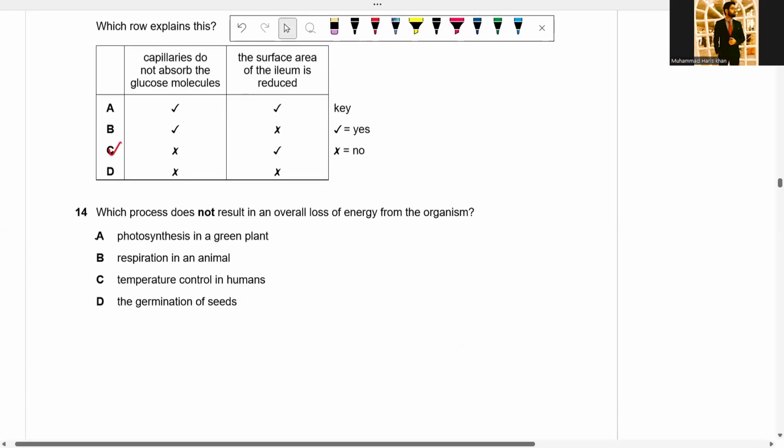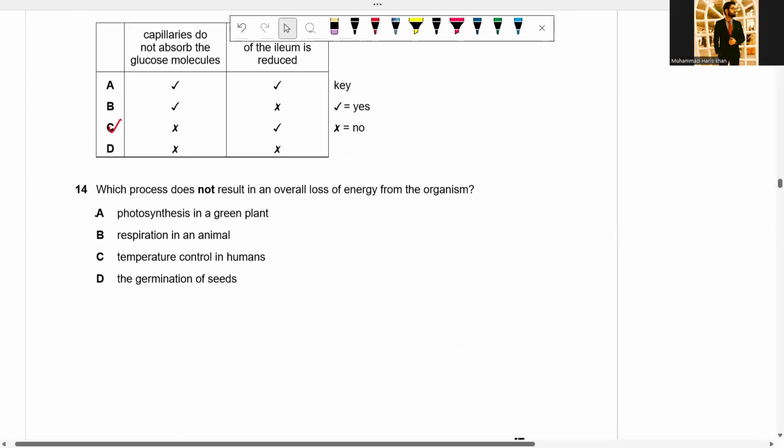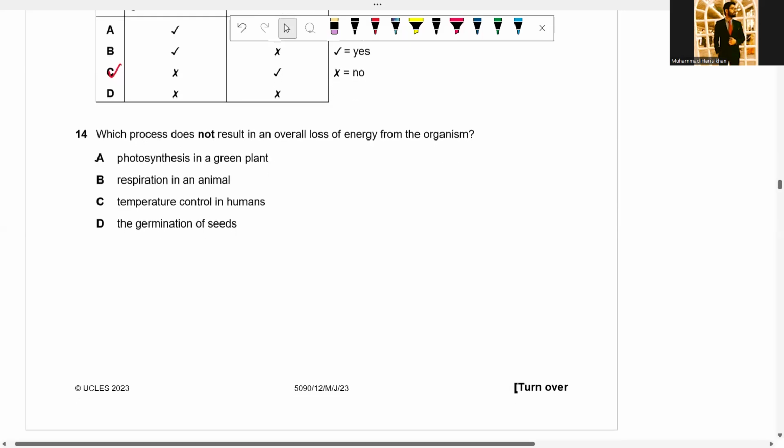Question number 4: which process does not result in an overall loss of energy from the organism? Respiration can result in temperature control in humans and in the germination of seeds, and it can result in overall loss of energy from the organism. Option A, photosynthesis, is the process of formation of glucose utilizing carbon dioxide and water, chlorophyll, and sunlight.